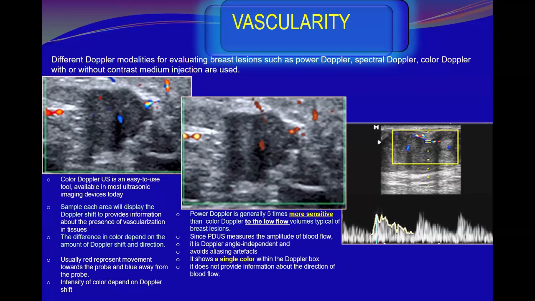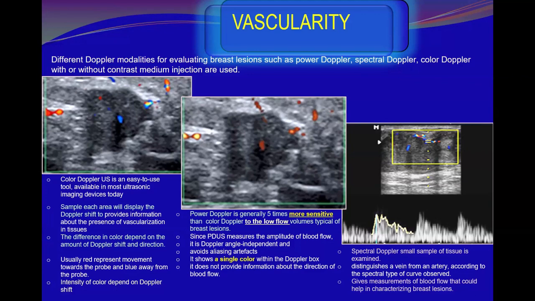Power Doppler is considered to be more sensitive than color Doppler to low flow, about 5 times more sensitive. Low flow is typical of breast lesions, so it has most advantages for evaluation of the breast over color Doppler. Since it measures the amplitude of blood flow, it is Doppler angle independent and avoids aliasing artifact. It displays a single color, because it does not display information regarding the direction of flow.